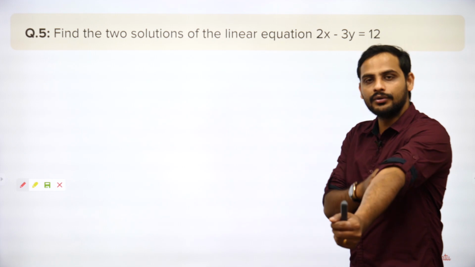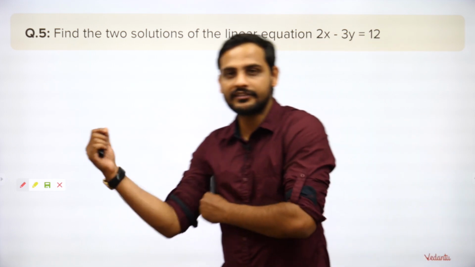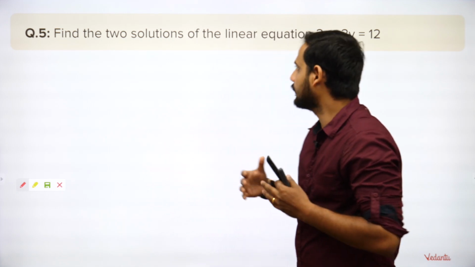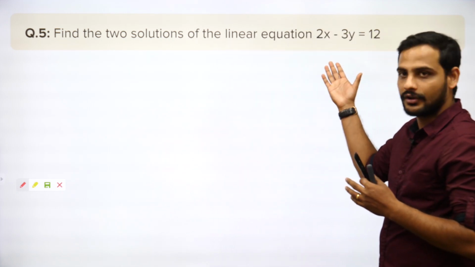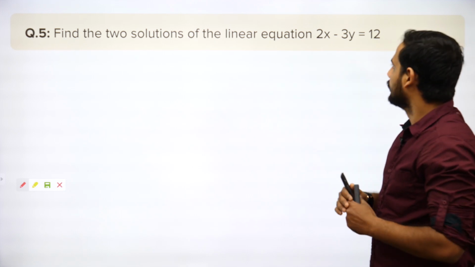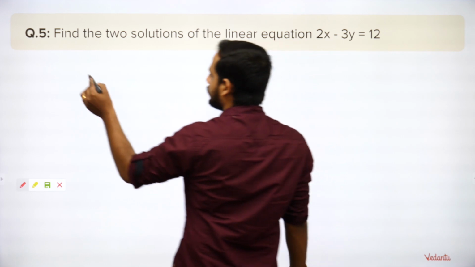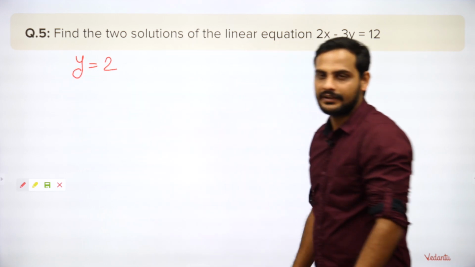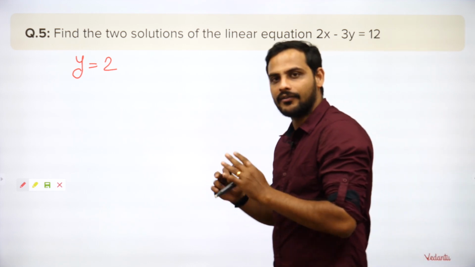So what we will be doing is starting by taking one value, any one value we can assume. You can either assume the value of x or the value of y. It all depends on you. Let us say I will assume the value of y is equal to 2.